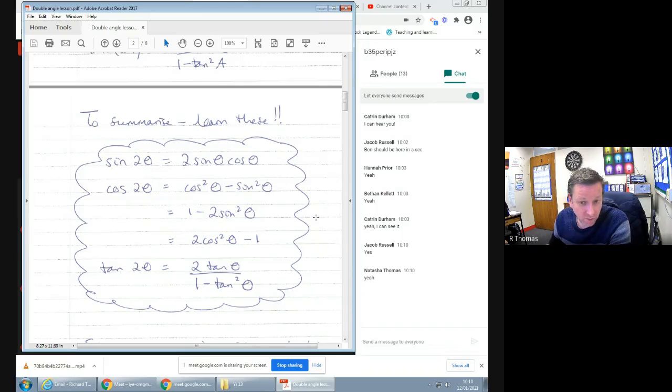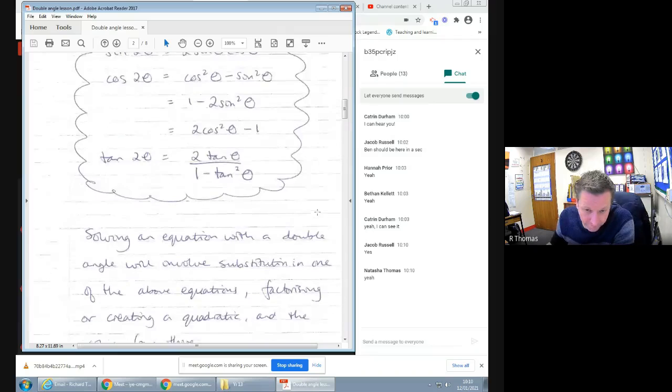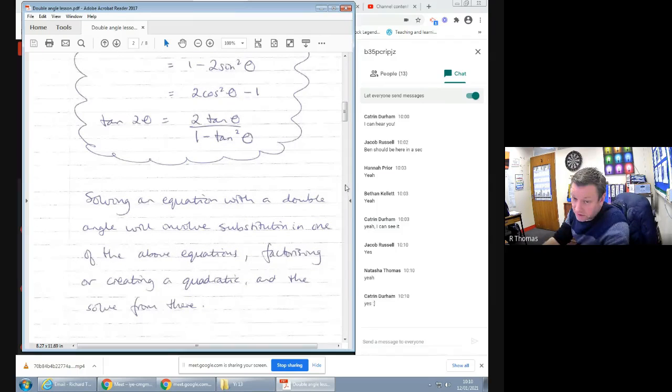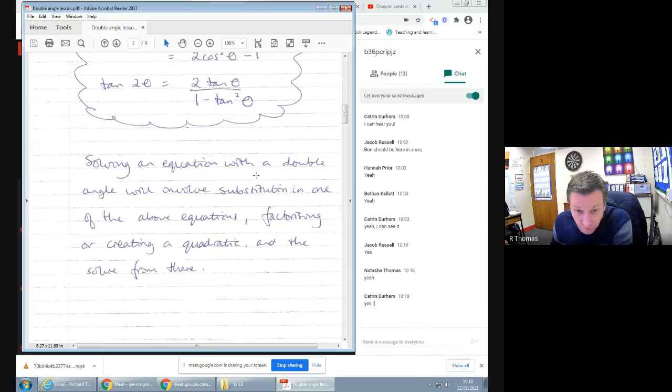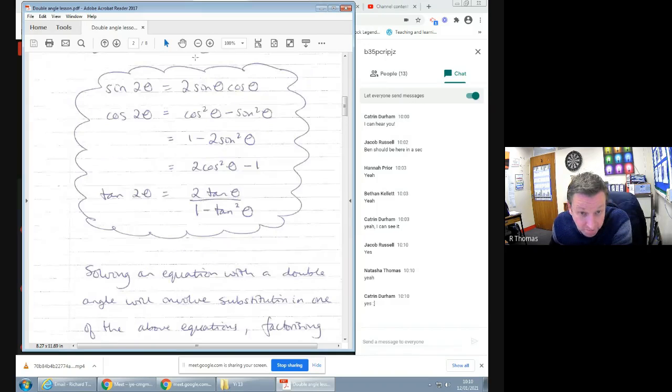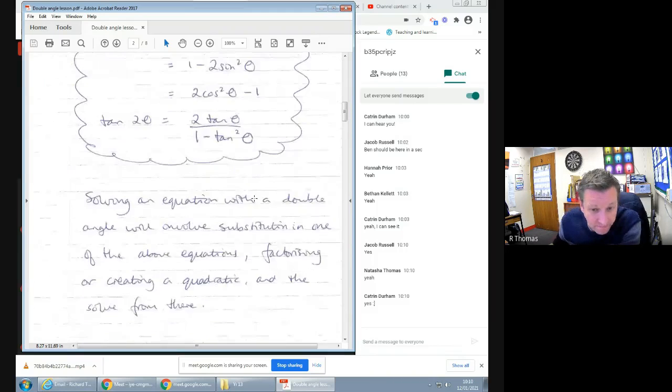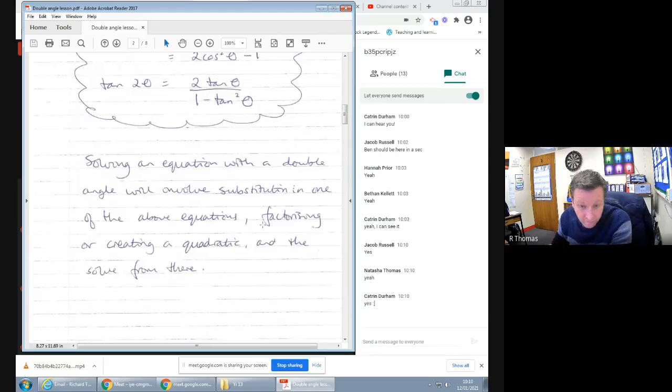So let's have a look how we apply these. Usually on the old C4 paper, it would be question 3, and they would just ask you to solve an equation with a double angle. What you would do is substitute the double angle for one of these identities, depending on if it was sine, cos, or tan. And then you'd either have to look for some form of factorizing, or 9 times out of 10, you create a quadratic equation and then go from there.